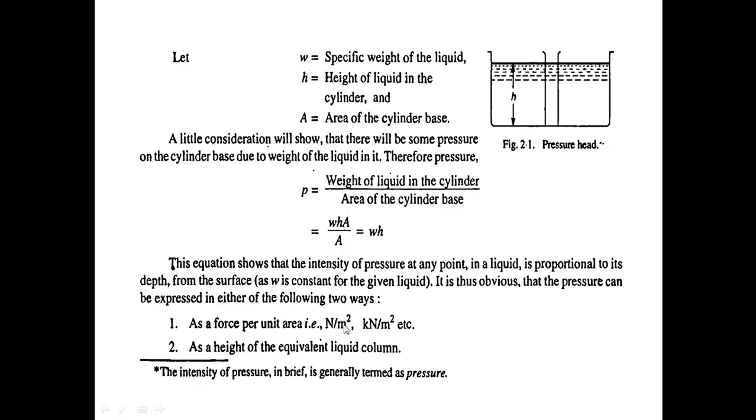Newton per square meter is equal to 1 Pascal. Also, it is equal to the height of the equivalent liquid column. The intensity of pressure in brief is generally termed as pressure. So the intensity of pressure is also known as, or generally termed as, pressure.